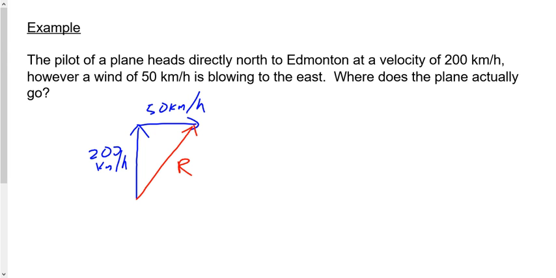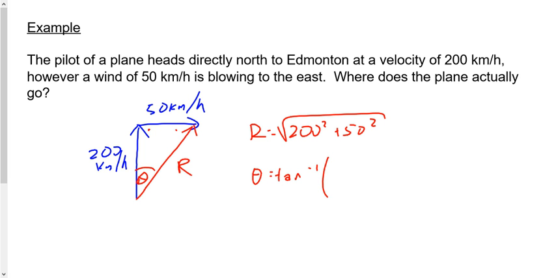Which one am I going to solve for? 1, 2, or 3? Yeah, it's angle 3 here, right here. Good. We'll solve for r using 200 squared plus 50 squared. And we'll solve for theta using the inverse tan of 50 over 200, right? Opposite over adjacent. What does that r value work out to be? 206, or we're going to make it 2.1 times 10 to the 2 kilometers per hour.